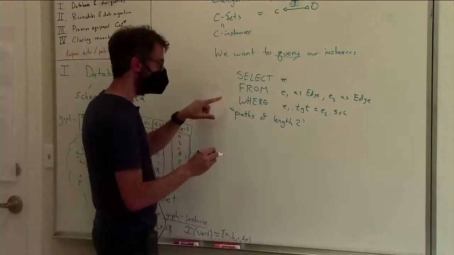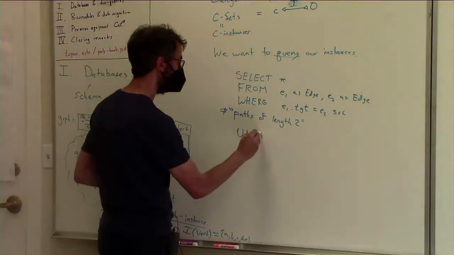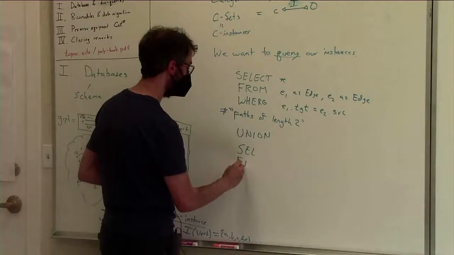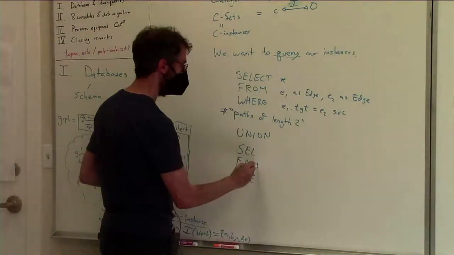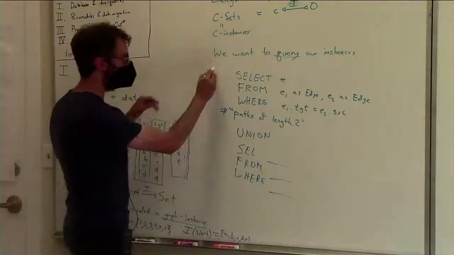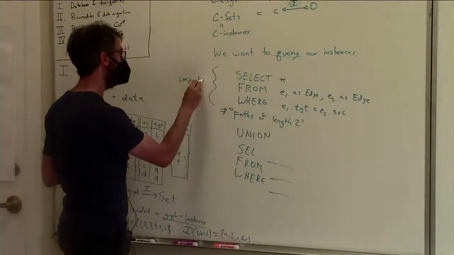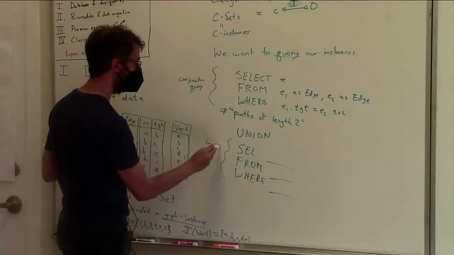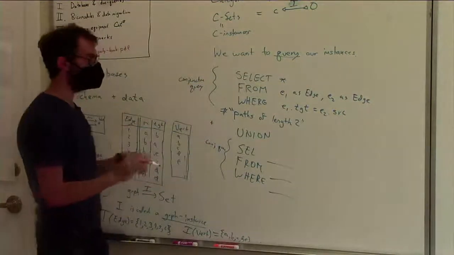But then you could also say union, select from where, some other stuff. And this thing would be called a conjunctive query. And the union here would be called a union of conjunctive queries.